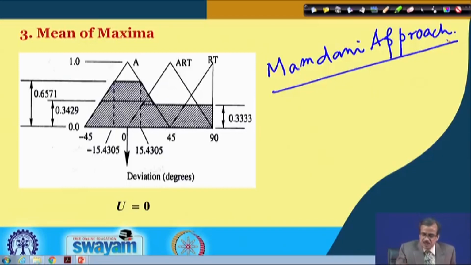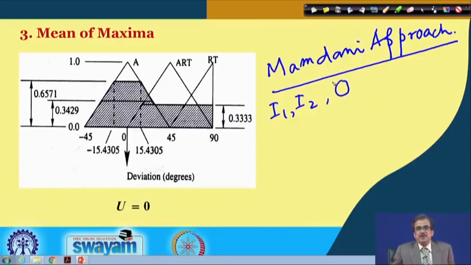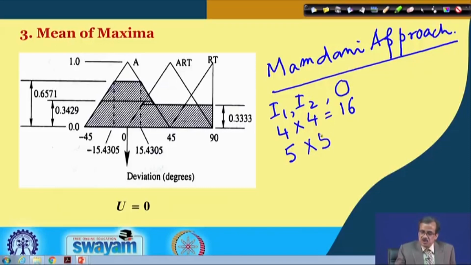Let me take a very simple example. Supposing that I am going to develop a Mamdani approach having 2 inputs and 1 output. I1 and I2 are the inputs and the output is O. Now, if I use 4 linguistic terms for I1 and 4 linguistic terms for I2, I will get 4 multiplied by 4, that is 16 rules. Similarly, if I consider 5 linguistic terms for I1 and 5 for I2, I will get 25 rules.